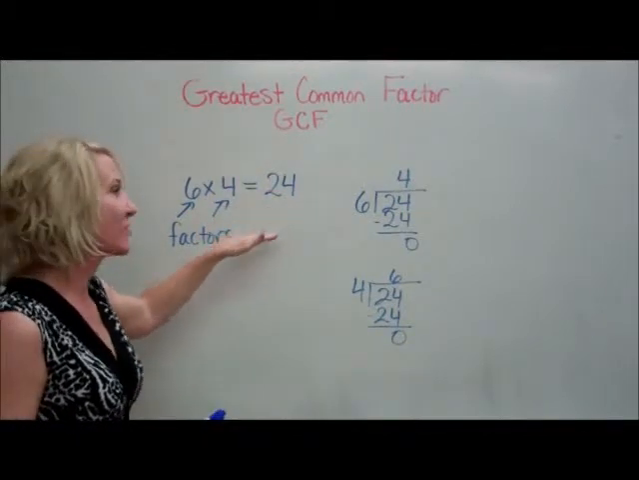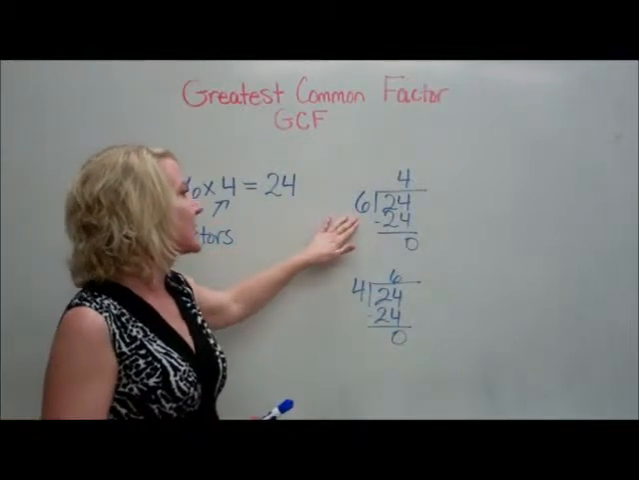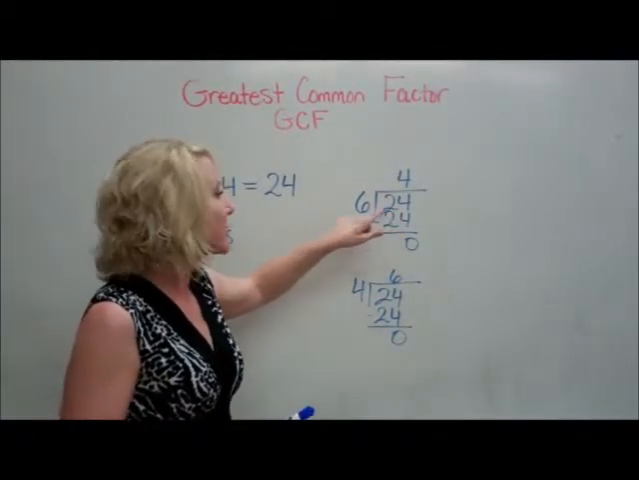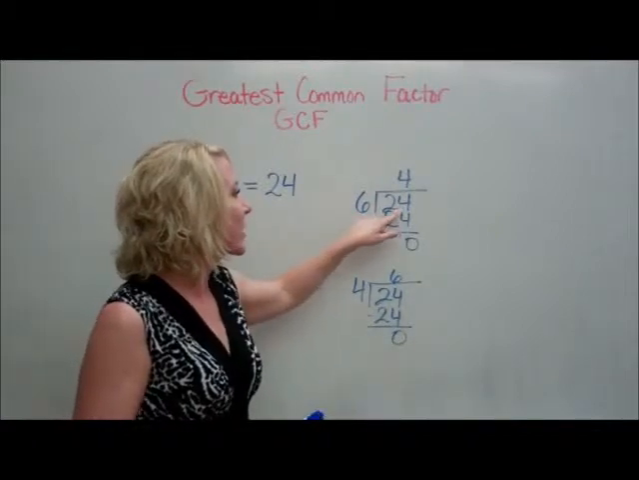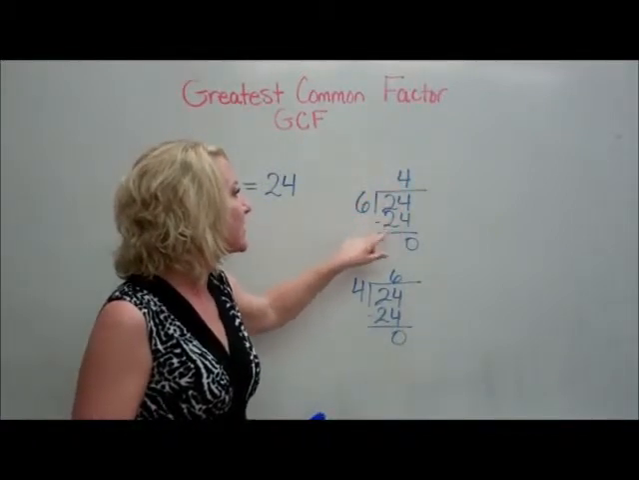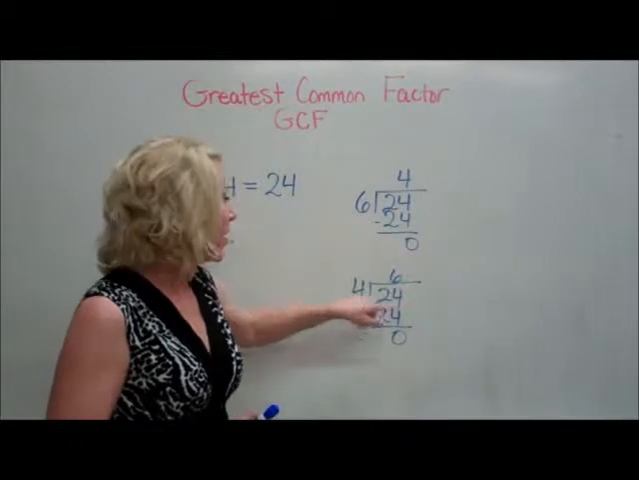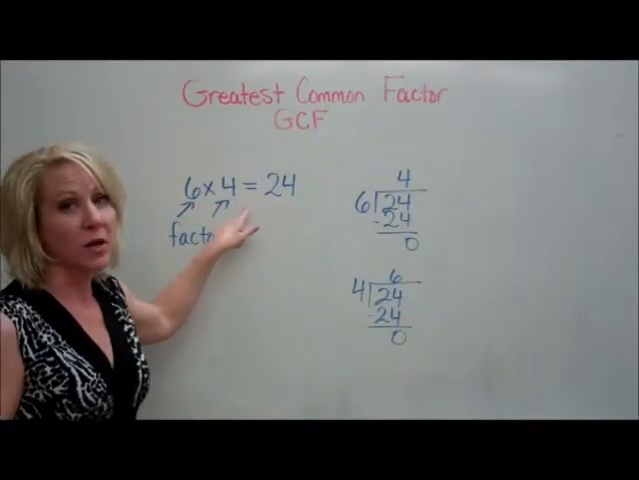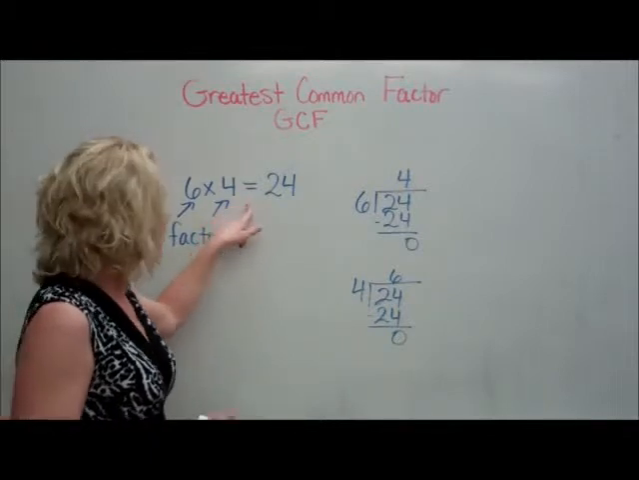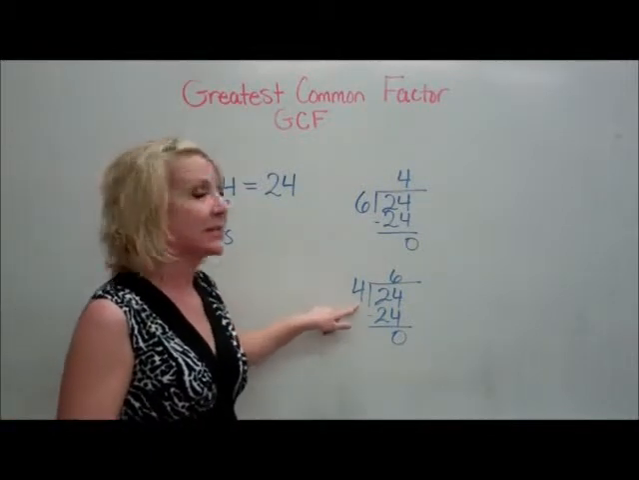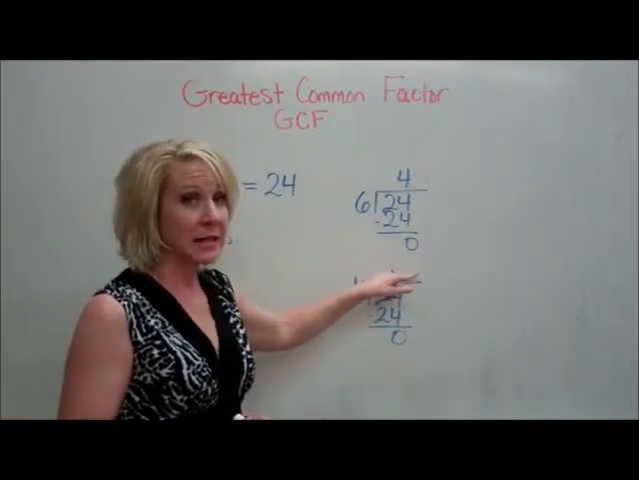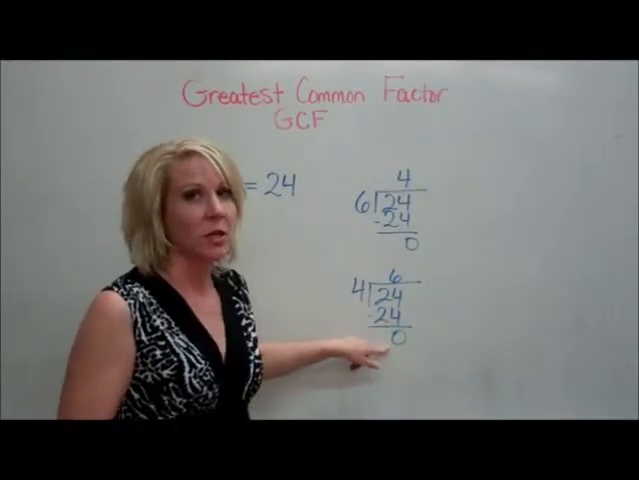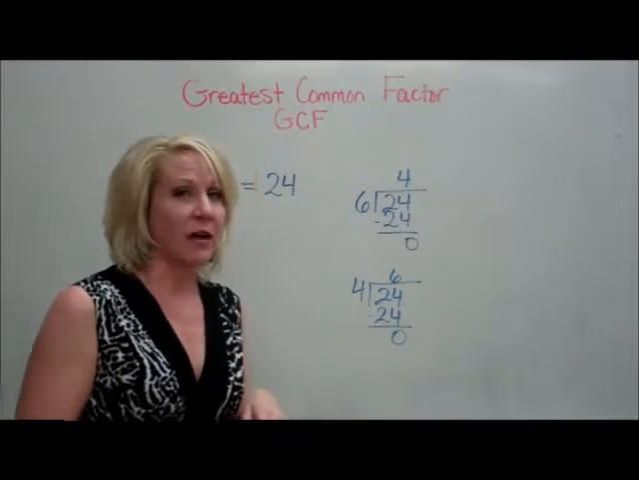Another way to think about factors is that 6 is a factor of the dividend, 24, because 6 divides into 24 4 times evenly with no remainder. And since 6 times 4 equals 24, 4 is also a factor. Another way to check that is 4 divides into 24 6 times evenly, with no remainder. So that's a quick review of what factors are.